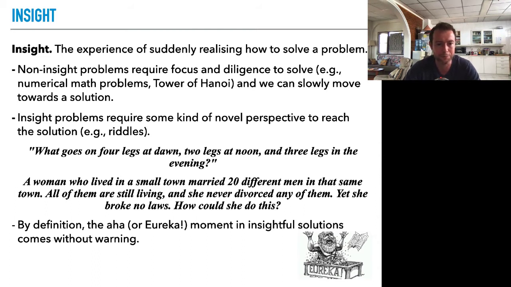Another riddle: a woman who lived in a small town married 20 different men in that same town. All of them are still living, and she never divorced any of them, yet she broke no laws. How could she do this? Have a think about the answer for this. It turns out that she's the reverend of the town who marries them. So she presides over the marriage rather than actually getting married to them. But the key thing here is we're not progressing steadily towards a solution. It generally just pops out.